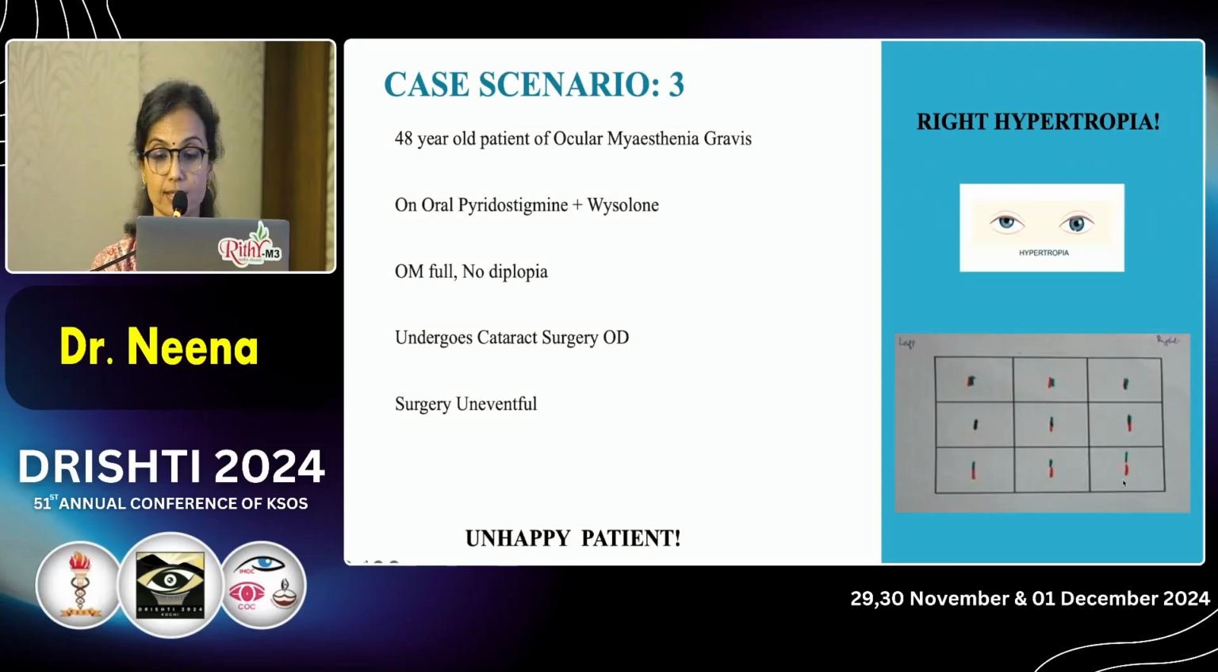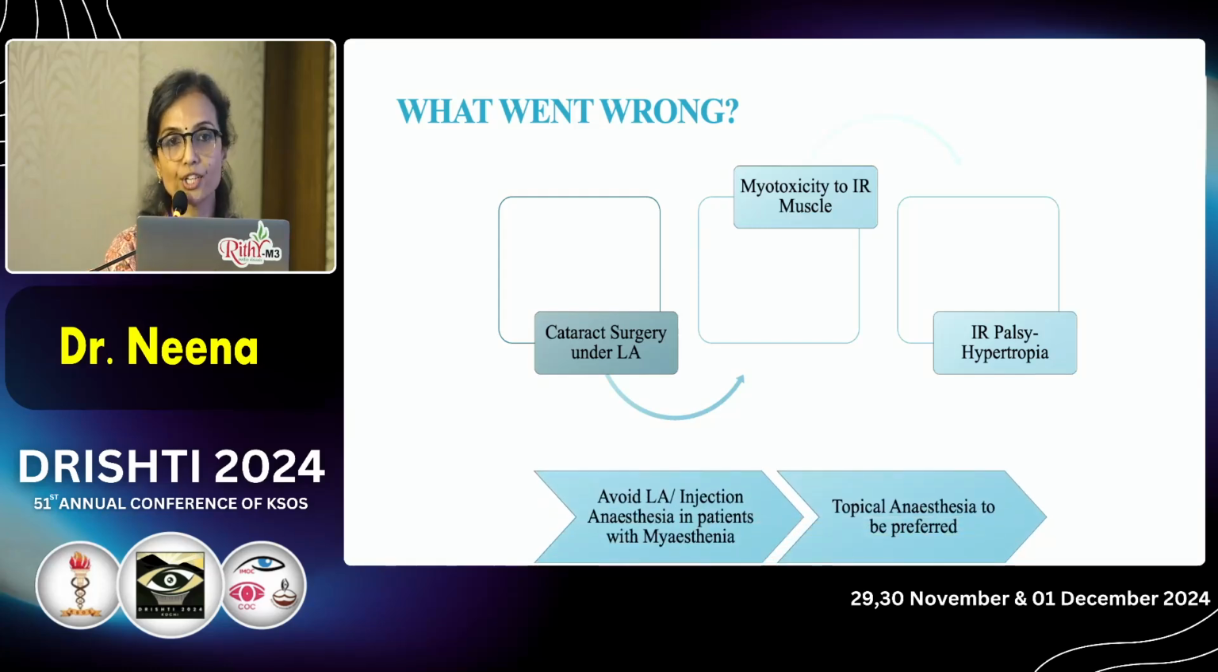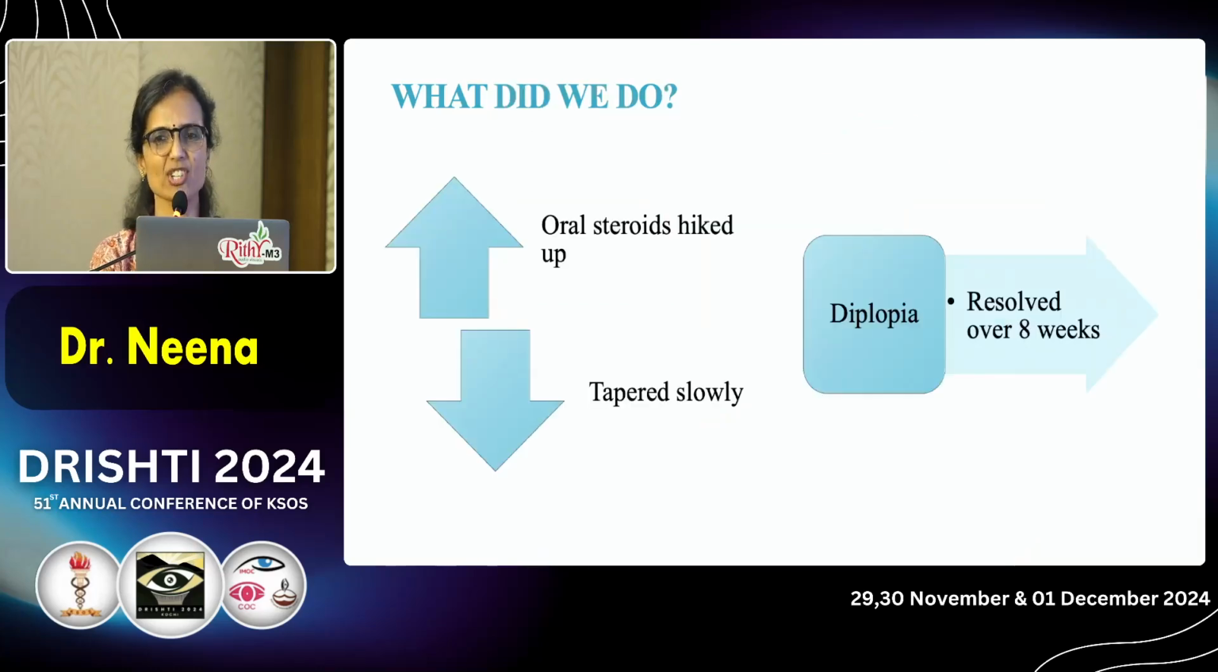So what happened? This patient had undergone cataract surgery under local anesthesia, and the possibility is that it probably induced a myotoxicity to the inferior rectus muscle, and the patient developed an inferior rectus paralysis and hypertropia. So in patients with myasthenia gravis, avoid injection anesthesia. No local anesthesia for myasthenia gravis patients. Please do them under topical, because even though they are well controlled, you may produce a new squint and the patient will really get angry with you. This patient's double vision resolved over 8 weeks with a slow tapering dose of oral steroids.